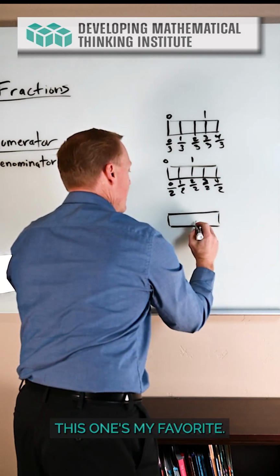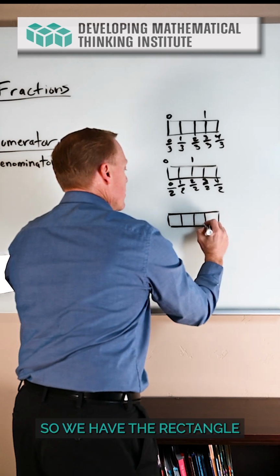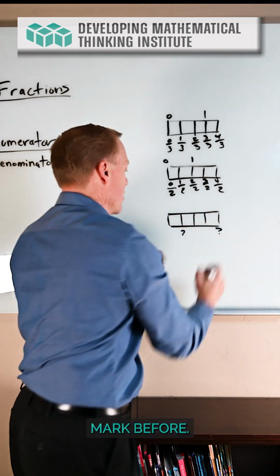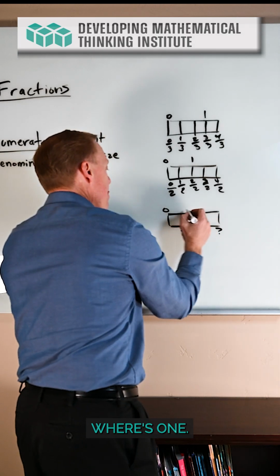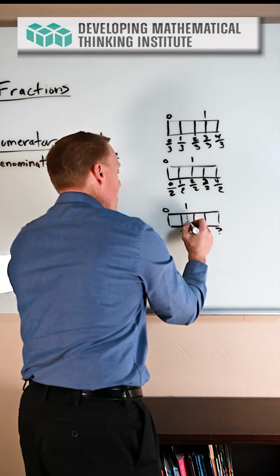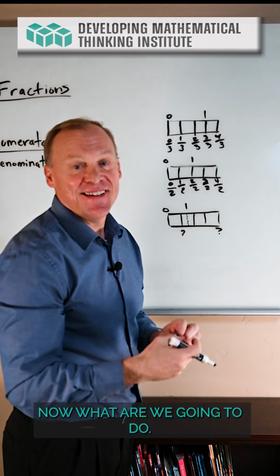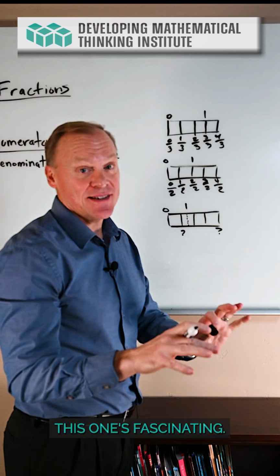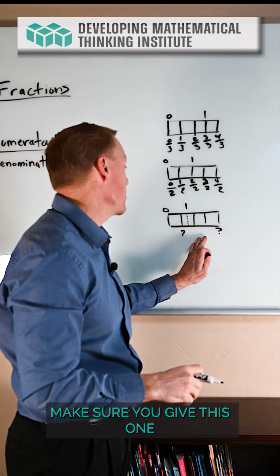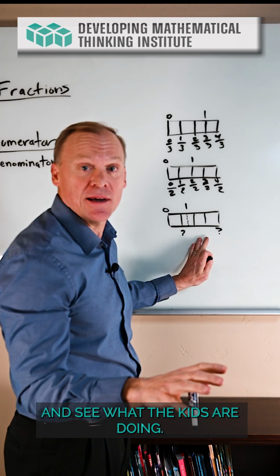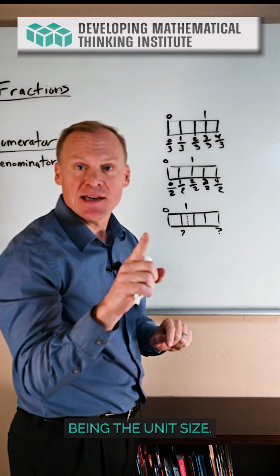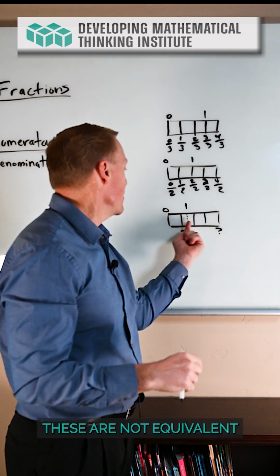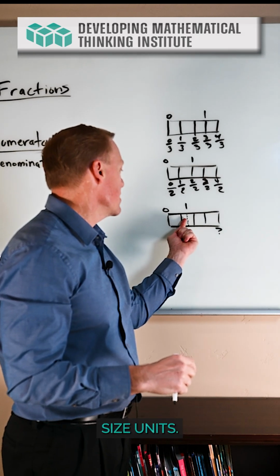This one's my favorite. So we have the rectangle. I guess I forgot the question marks before. Where's 0? Where's 1? Now what are we going to do? This one's fascinating. So you have to make sure you give this one, watch and see what the kids are doing. And then again, it goes back to the idea of the denominator being the unit size, but they have to be equivalent units. These are not equivalent size units, so what do we have to do?